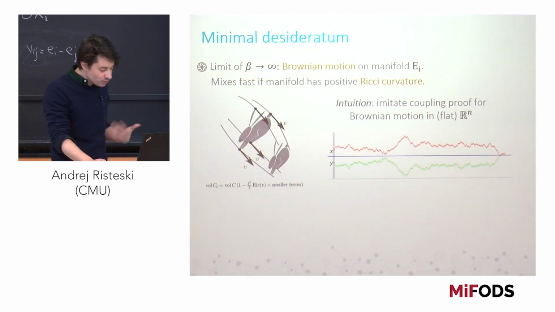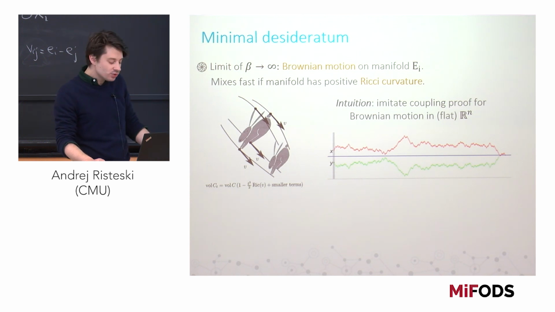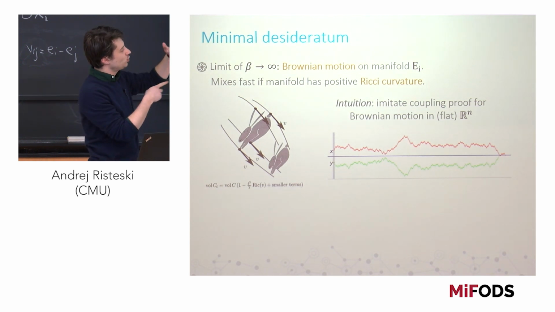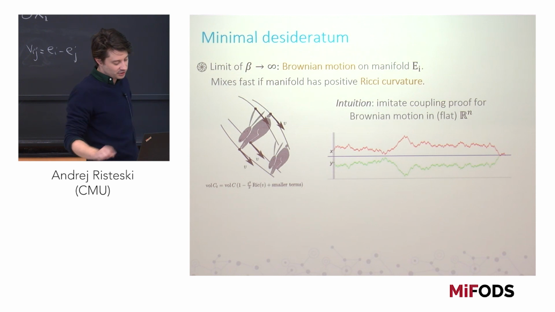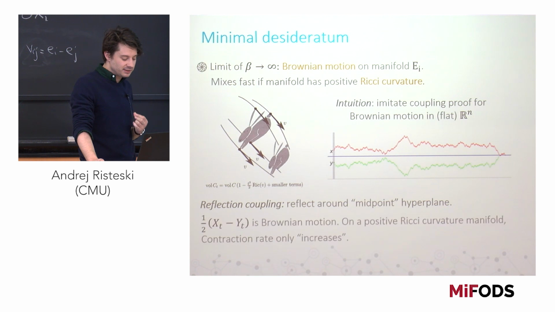And the reason why this has something to do with the mixing time of Brownian motion, again, being very high level, is that the intuition comes from trying to imitate the proof for coupling two Brownian motions in flat space. There's this famous coupling for two Brownian motions in Euclidean space, which says you couple the two Brownian motions by reflecting around the hyperplane which separates them. And the nice property of this coupling is that if you look at the difference between the two Brownian motions xt and yt, it itself is a Brownian motion.